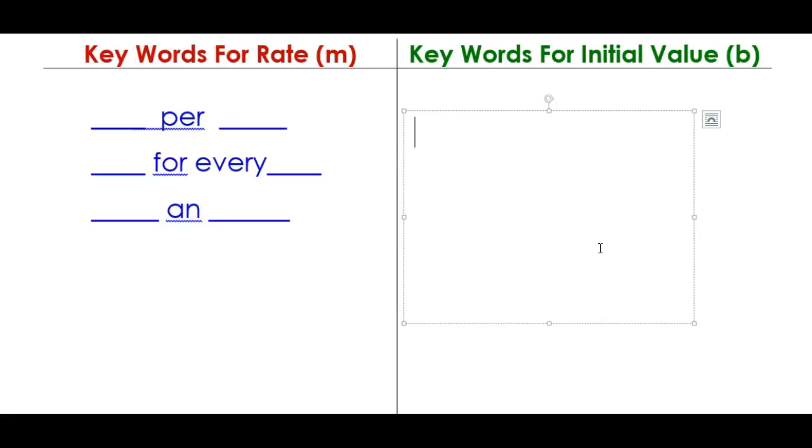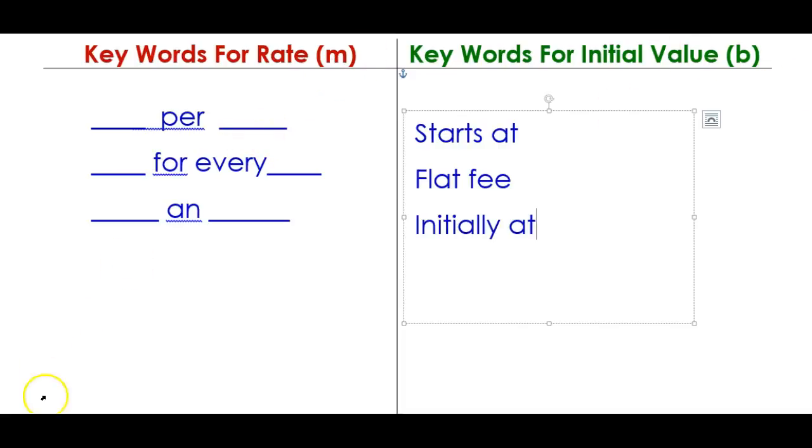Now when we talk about initial value, the meaning of the y-intercept, we can talk about, for instance, starts at. We can talk about a flat fee. Maybe there's a flat fee for something that doesn't get affected by any other factor in the situation. You can say initially at, or something like that. Those are some good words to look for to help you decide if the information you're looking at is the slope versus the y-intercept.